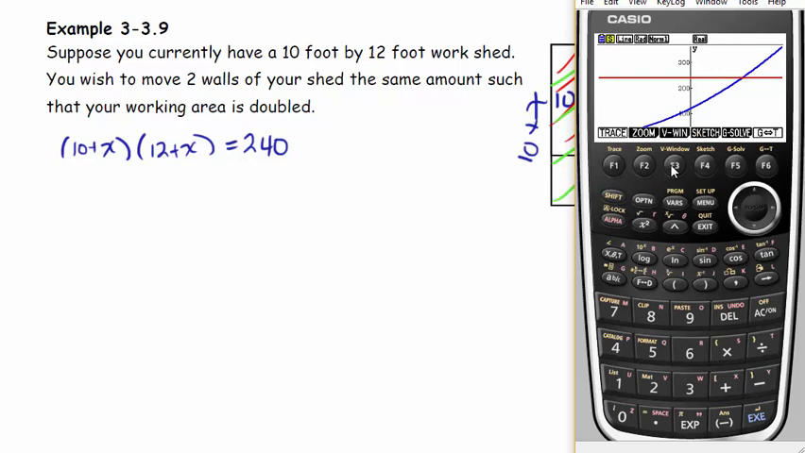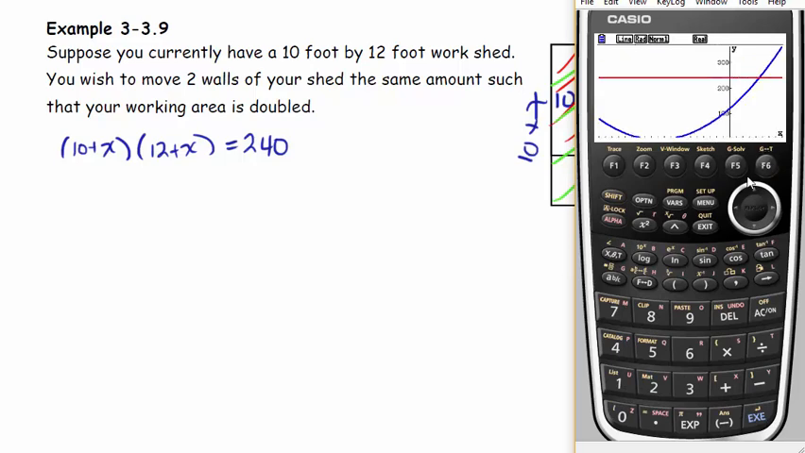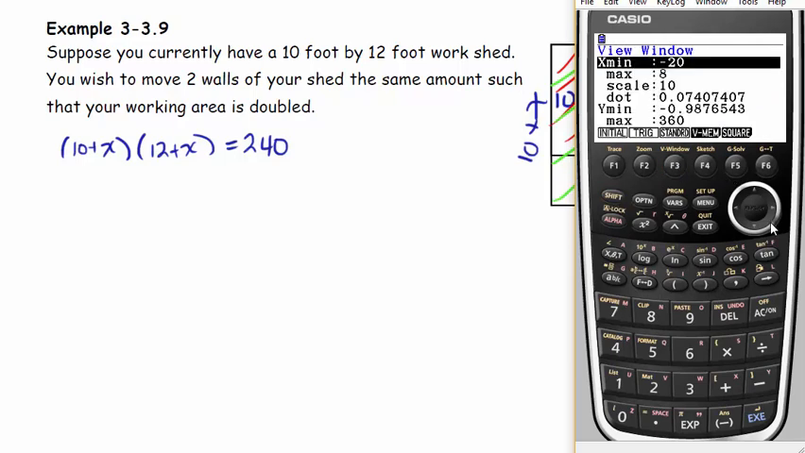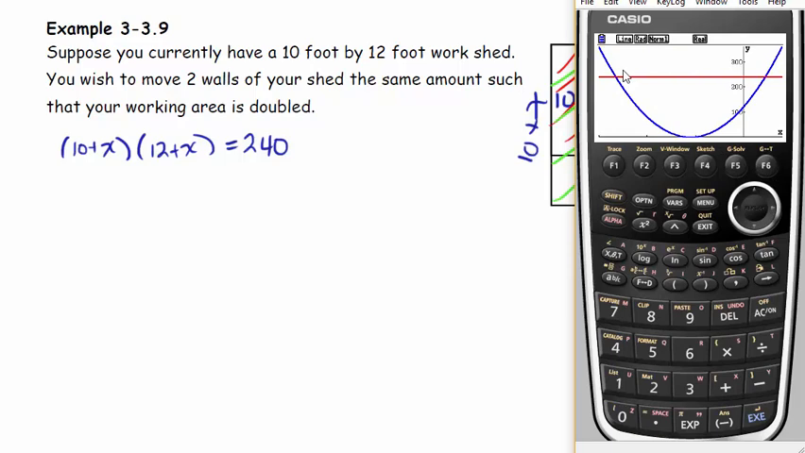I need to go even more negative. Let's go negative 20. Still don't see it, do I? Alright, let's go even further. Shift, viewing window, let's go negative 30. There we go. Now that I can see both solutions, we'll find both. But this negative solution, I already know I'm going to throw it out because we're talking about a length.